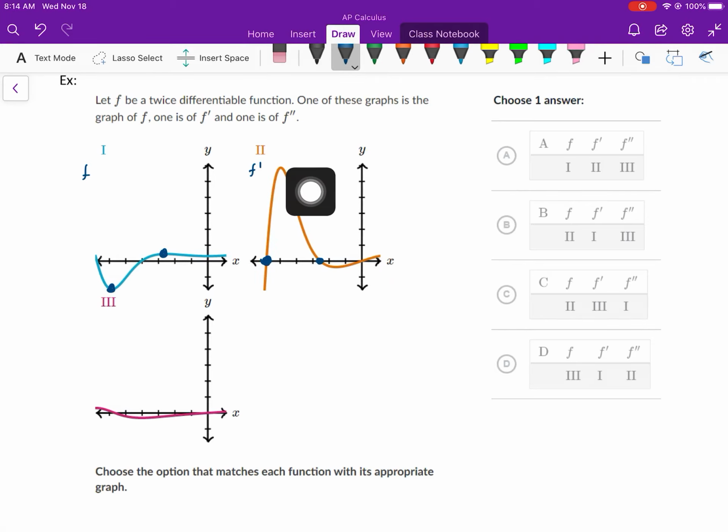You could actually tell concavity from f prime, really important. We'll go over that later. But because f prime is increasing, that means that f would be concave up there. And if f prime is decreasing, then that would mean that f is concave down. And we see that there. So it does make sense that that's f and f prime.